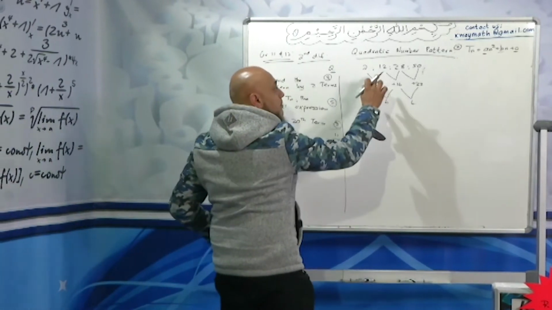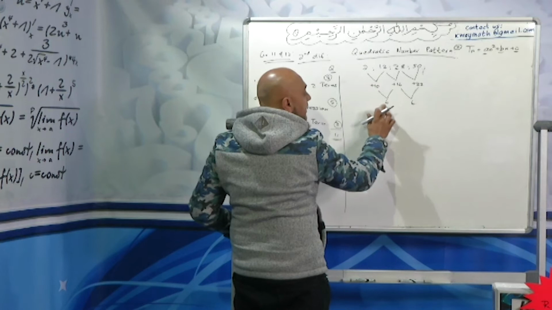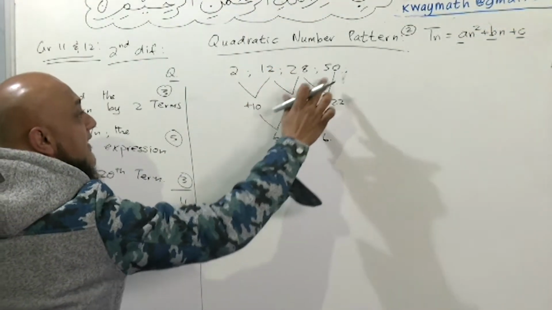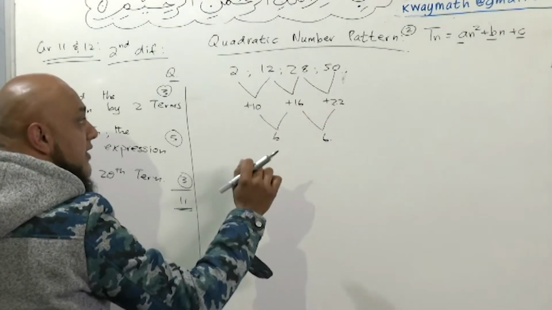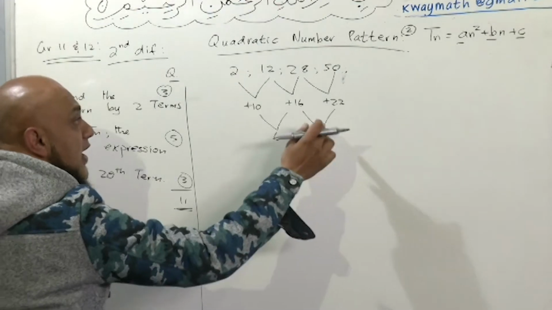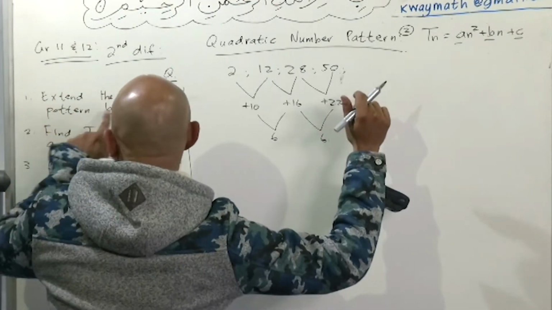Okay, back to our problem. So there we go. We've got our 12 minus 2 to give me 10, 28 minus 12 to give me 16, 50 minus 28 to give me 22. 16 minus 10 to give me 6, 22 minus 16 to give me 6. So obviously we now need to extend the pattern by 2 terms.